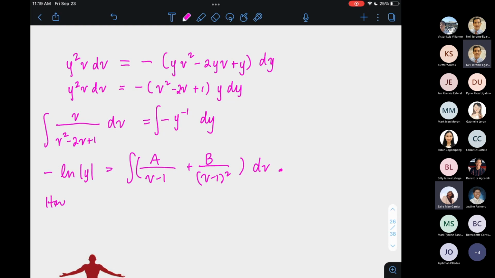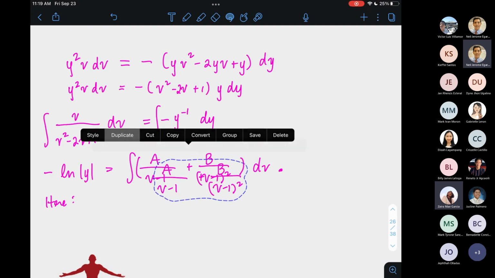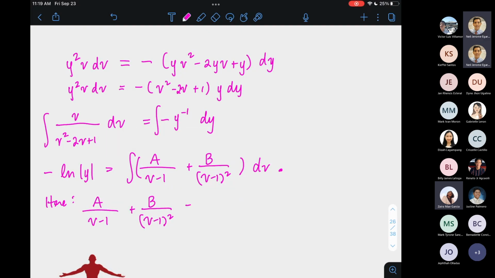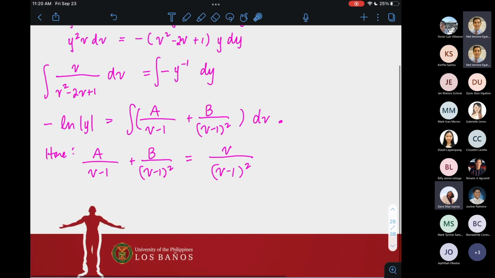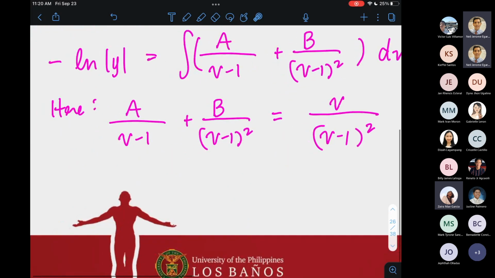So here, gusto kong maging equal sa v over v minus 1 squared. Right? That's the end goal. Kasi i-decompose ko itong mahabang fraction na to as the sum of two fractions. Yun yung idea ng partial fraction decomposition. Now, to get the values of the constants a and b, I can multiply both sides by v minus 1 para mawala yung mga denominators.